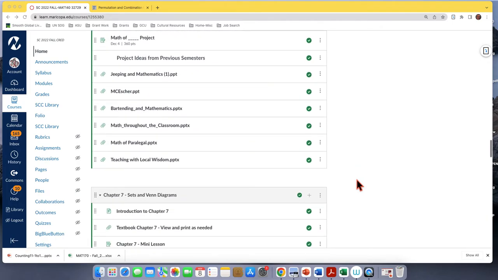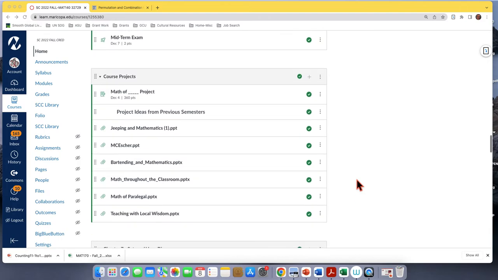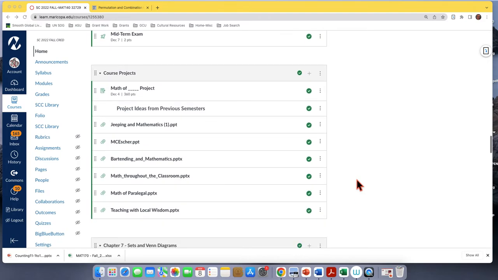But then since then, we've got the math of blank project. So be thinking about a topic. It doesn't take a lot of time, but it does take some thinking, and then a little bit of research, whatever you want: math of baseball, math of ice skating, math of building a rocket. You could just do a Google search on that, and you'll find lots of ideas.